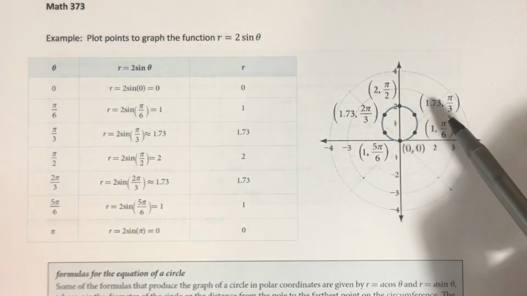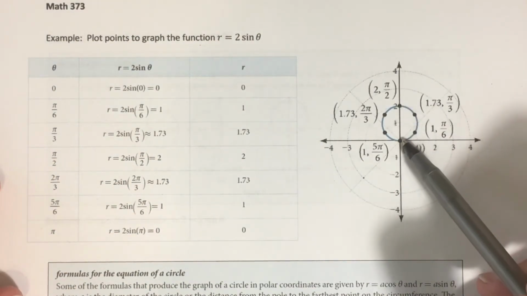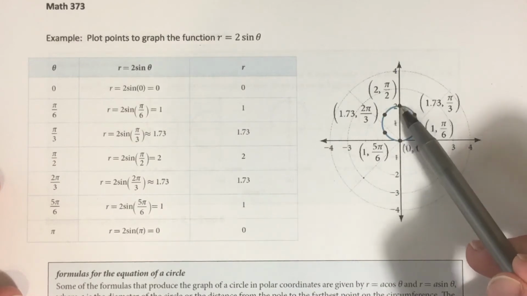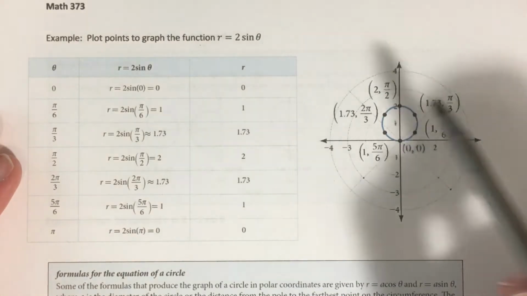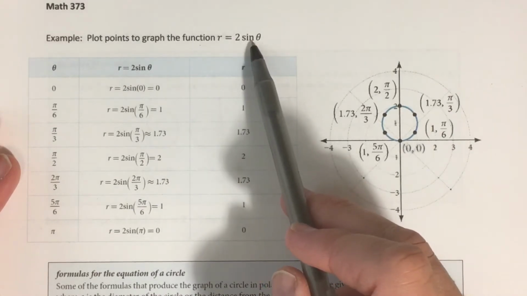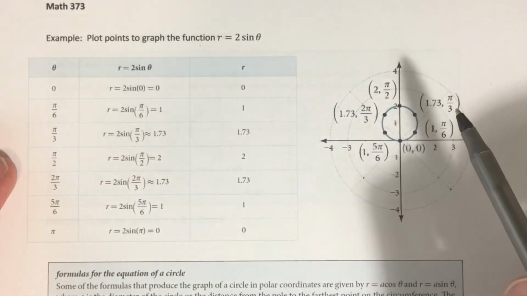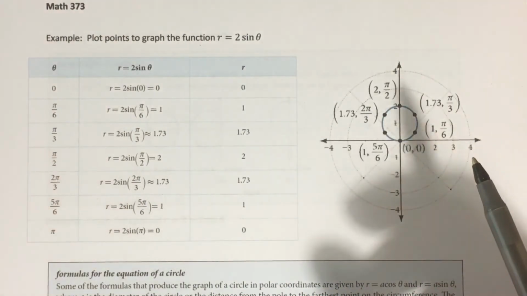Okay. One other thing worth noticing, this circle has a diameter of 2. You can see 2 right here. That diameter corresponds to the coefficient on this sine function, and that's not a coincidence. That's going to happen in the general case as well. So let's look at the general case.